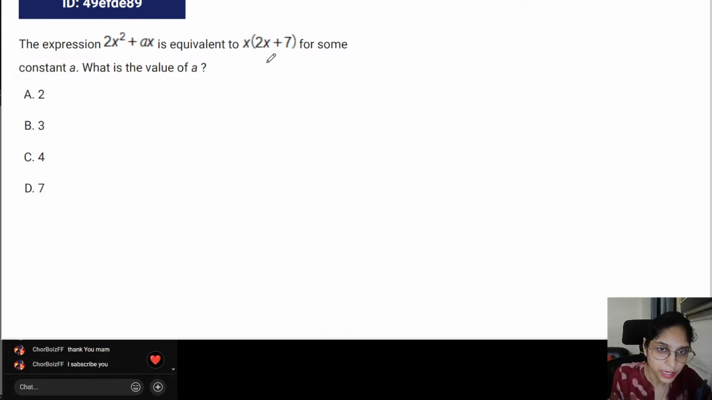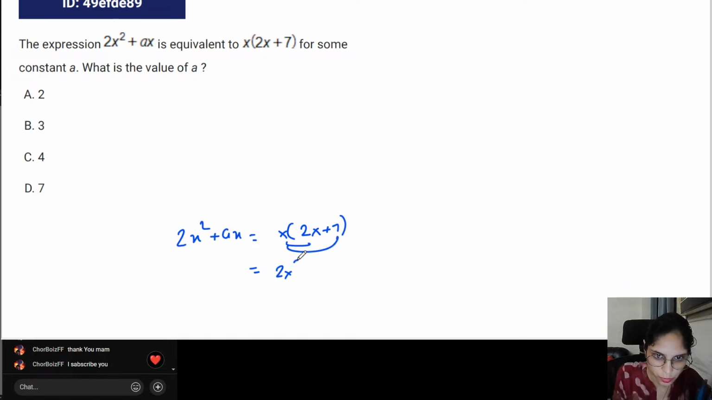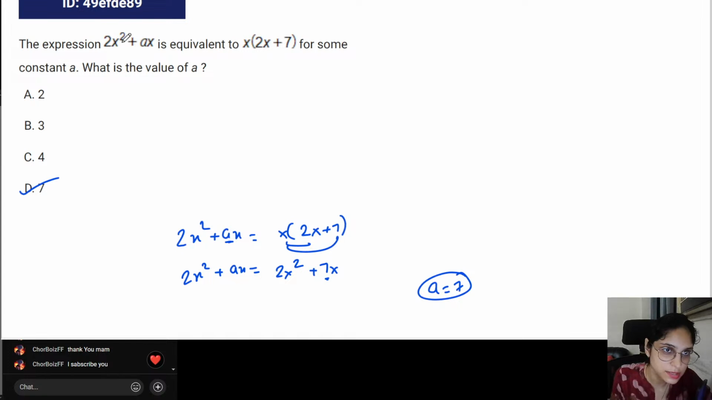So you just use the distributive property, multiply x and 2x plus 7, see what you're getting. So 2x squared plus ax is equal to x times 2x plus 7. Distribute. You will get 2x squared plus 7x. So a has to be equal to 7. These are already equal. The coefficient of x is 7. The coefficient of x is a, so a has to be 7. So that's question number 37.